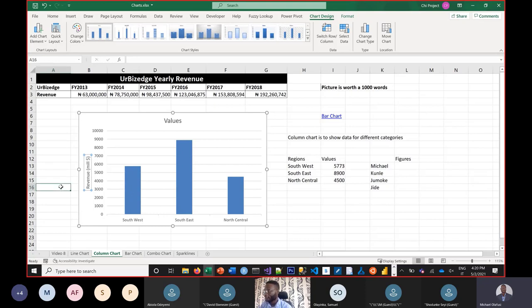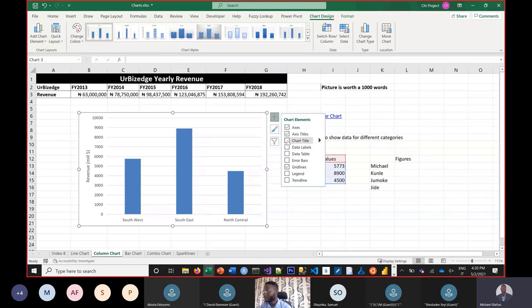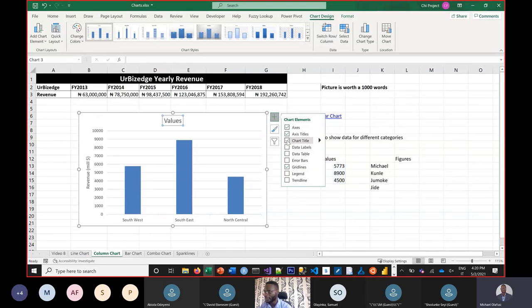$1 million. Okay, so that is that. Okay, and we move on to chart title. That is self-explanatory. If your chart did not come up with a title, no problem. Just come here and enable a title.